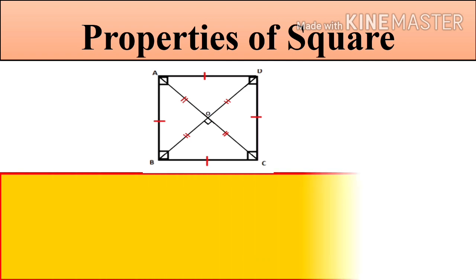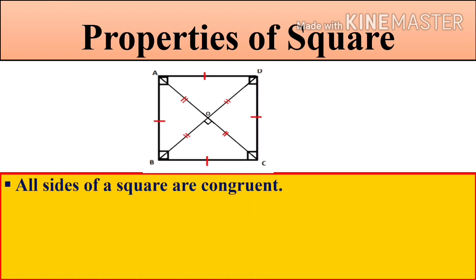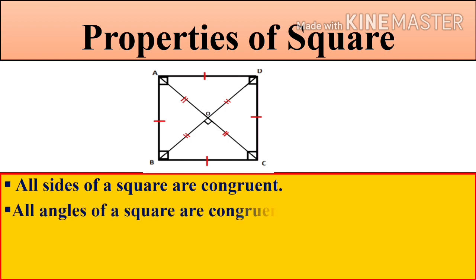Here are some properties of the square. The first property is all sides of a square are congruent. AB is congruent to BC, BC is congruent to CD, side CD is congruent to side AD. All angles of a square are congruent. Angle A is congruent to angle B, angle B is congruent to angle C, angle C is congruent to angle D. Here all the angles are right angles.